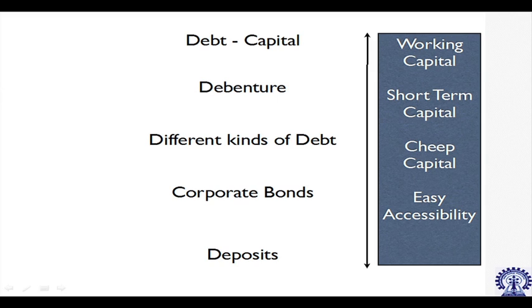Now, let me take you to the next slide, which is talking about the debt instrument or the debt capital. It comprises debentures, different kinds of debt, corporate bonds, and deposits. Debt capital is generally raised by people for working capital or short term capital, or if they wanted a cheap capital or easy accessibility of capital, then they generally go for debt capital. Debt can be raised directly from the financial institutions, which I have talked about, or you might go to the primary market, or even through private placement you can raise this debt.